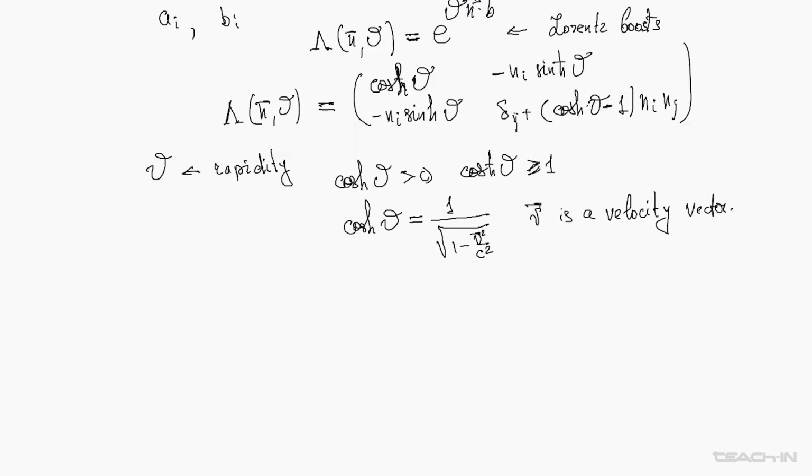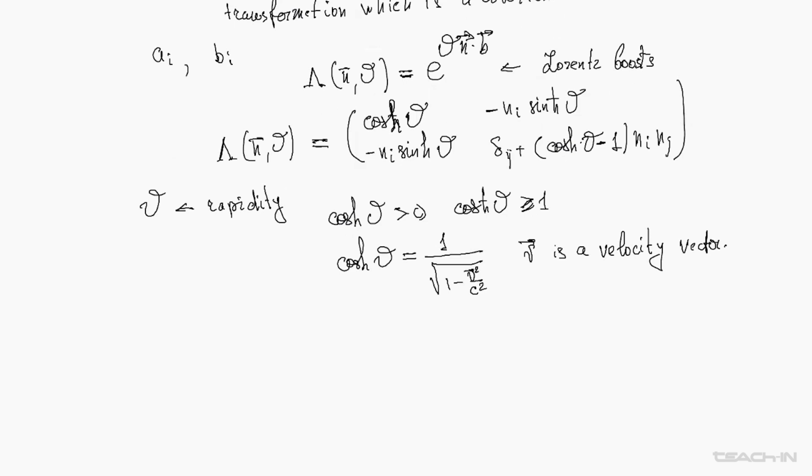Now, these transformations, as you see from this formula, correspond to the orthochronous transformations. This is because cosh vartheta is bigger or equal to 1. Clearly, this means that the component lambda 0 0 of the Lorentz transformation we are considering here is bigger than 0. And once it is bigger than 0, this means that we are dealing with orthochronous Lorentz transformations.